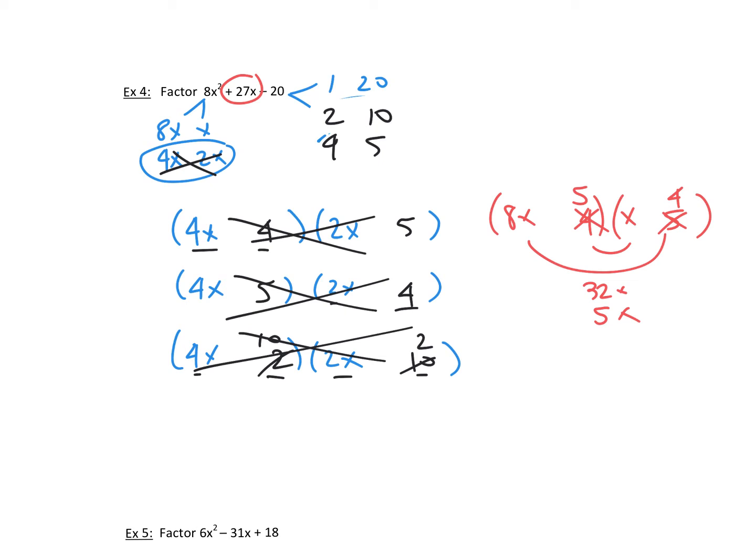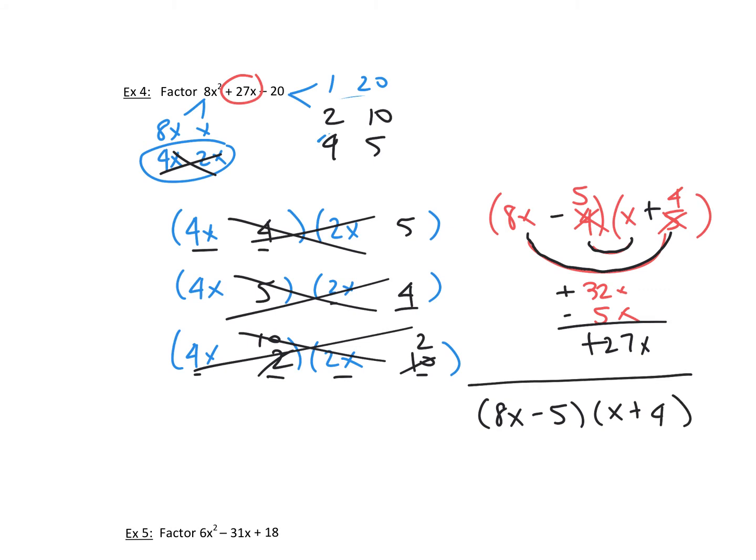I need a positive 27x, and then I work my way back to the two products. That would mean that the bigger of the two numbers is positive. So I need a positive on the 32 and a negative on the 5. Working my way back, 8x is positive times, it would have to be positive 4 to get a positive 32x. And then for the 5x to be negative, it would have to be x times negative 5. And so there's my answer, 8x minus 5 times x plus 4. Done.